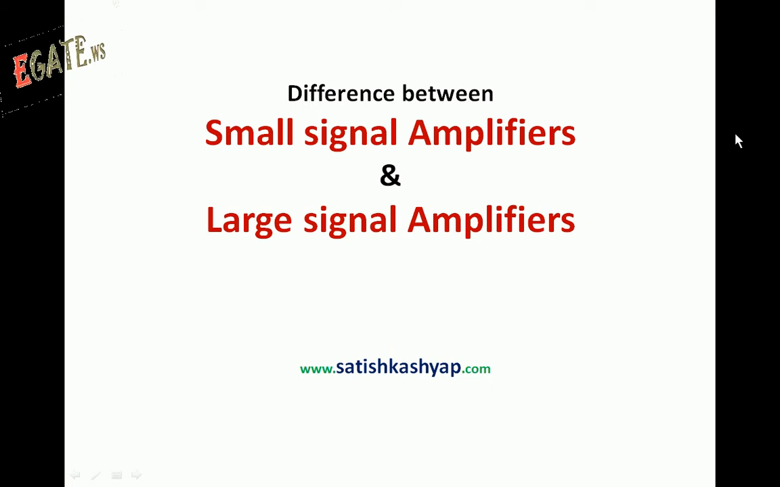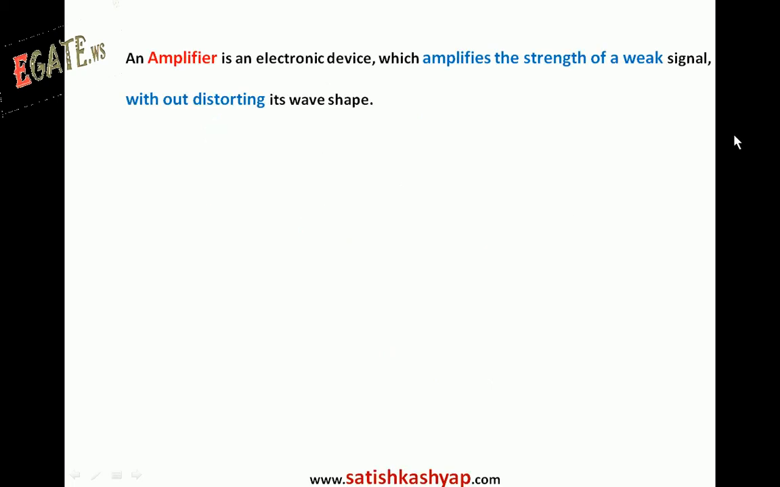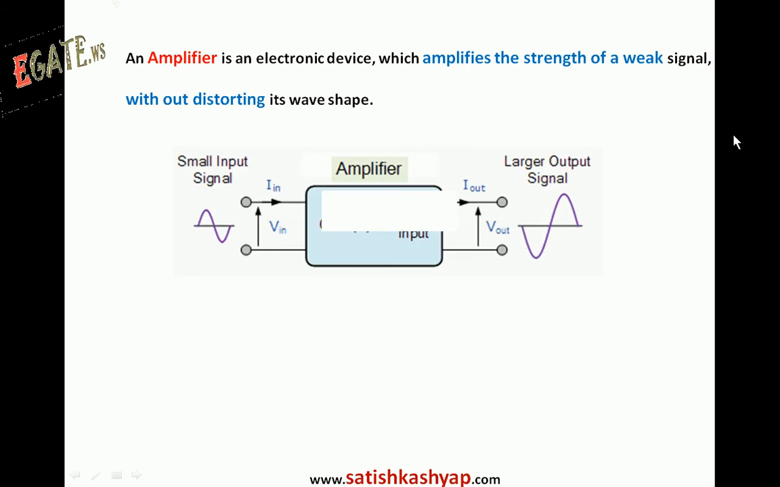Today we will discuss the differences between small signal amplifiers and large signal amplifiers. We know that an amplifier is an electronic device which amplifies the strength of a weak signal without distorting its wave shape. Amplifier means amplification without distortion in its wave shape.